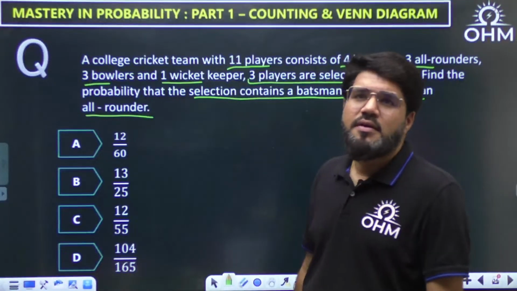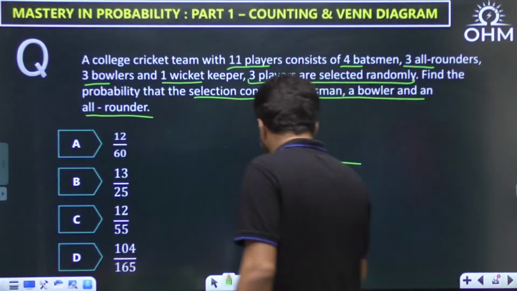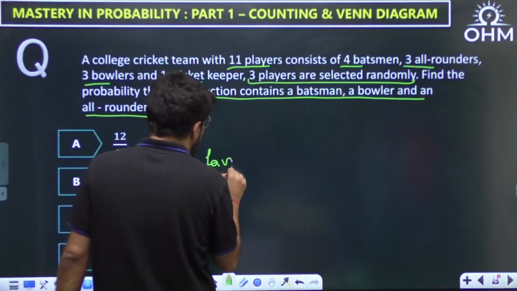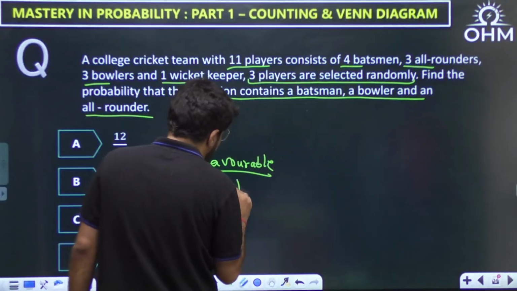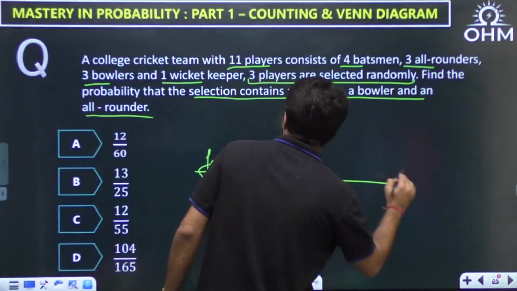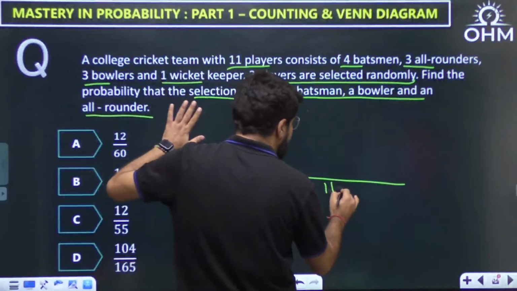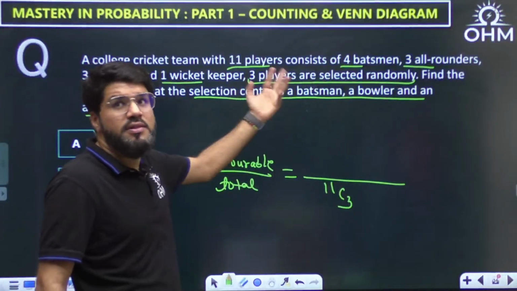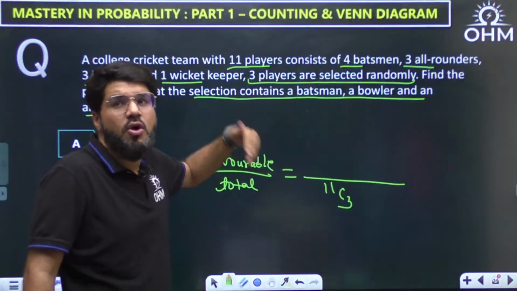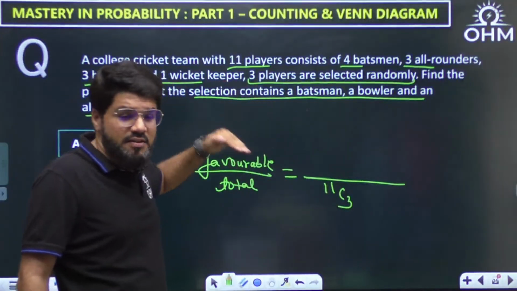Simple. How many players are selected? 3 are selected at random. Again apply favorable by total. Finish it in one line. Total means what? Total means out of 11 I can select any 3 players. Maybe all 3 are batsmen, or all 3 are bowlers, or all 3 are all-rounders. Anything can happen. But favorable is what you require.